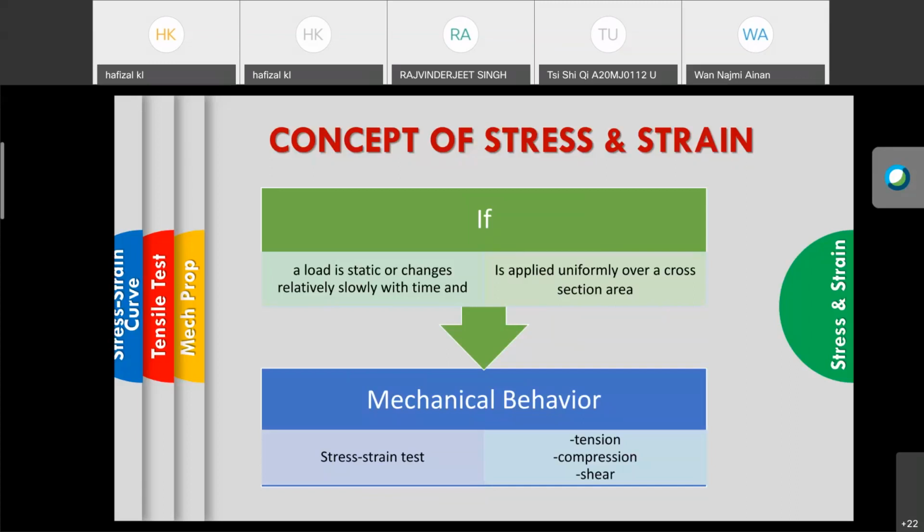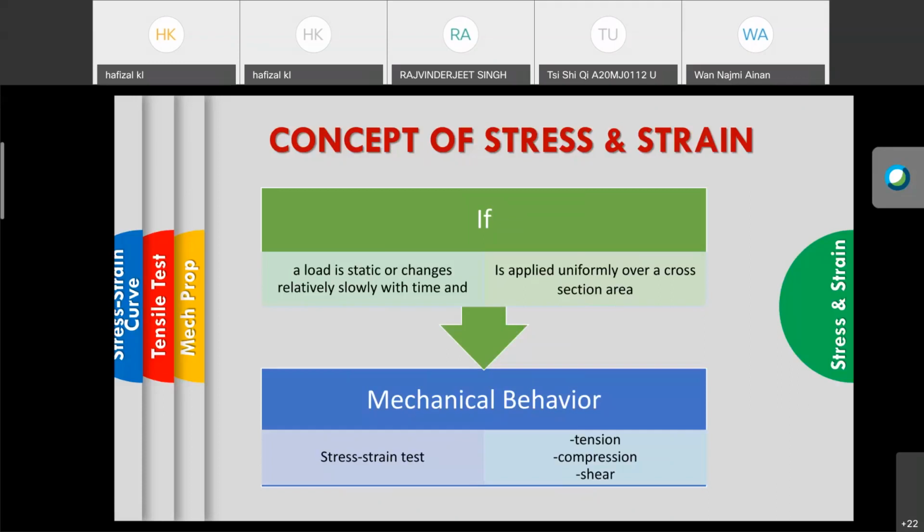When we deal with behavior, maybe we can express it in terms of properties. So from there we can have information on stress and strain, and further information on tension, compression, and also shear. If we give a load that changes over time onto a cross-sectional area, it will give more information in terms of tension and compression.